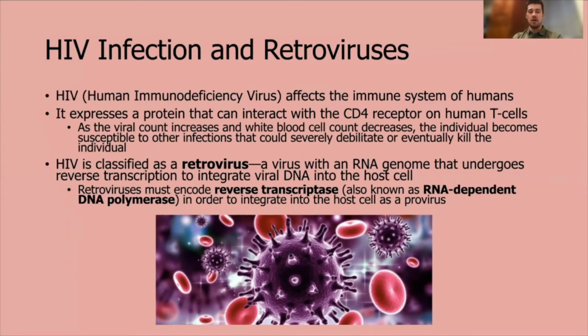So if you don't already know, HIV affects the human immune system. It expresses a protein that can interact with the CD4 receptor on human T cells. So remember, we talked about that receptor-mediated endocytosis. Those CD4 receptors are used in everyday immune functioning, and the HIV virus has found a way to sort of hijack this system and gain entry into the human T cells, where it destroys them and multiplies. So as the viral count increases, the white blood cell count of the individual is going to decrease. The individual becomes susceptible to other infections, and these infections severely debilitate, and they eventually kill the individual if the individual is not being treated.